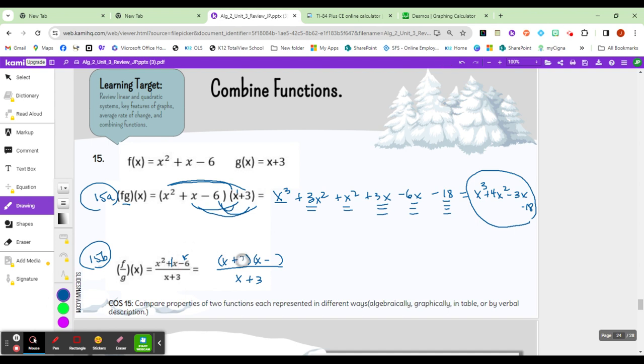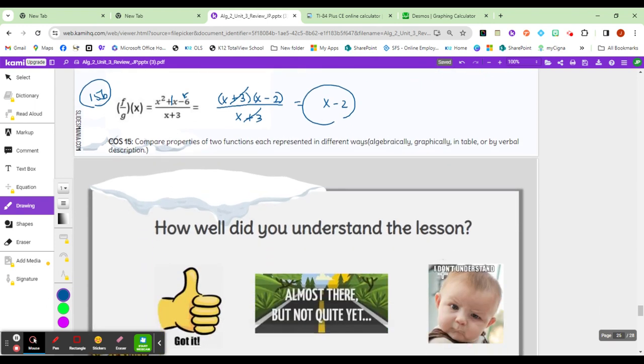So you would use a positive 3 and a negative 2. Once you get everything factored, then what simplifies your answers is by getting something in the top that is the same in the bottom. And so those factors will cancel out, and then you're just left with x minus 2. All right, I do think that's my very last example.